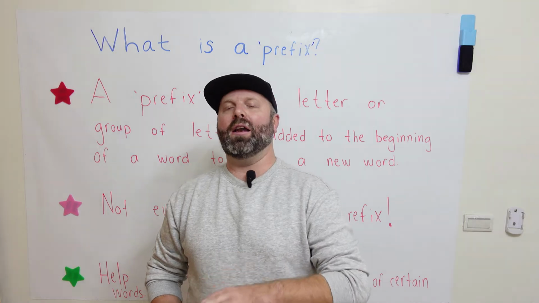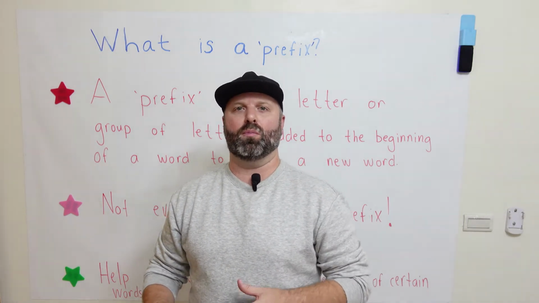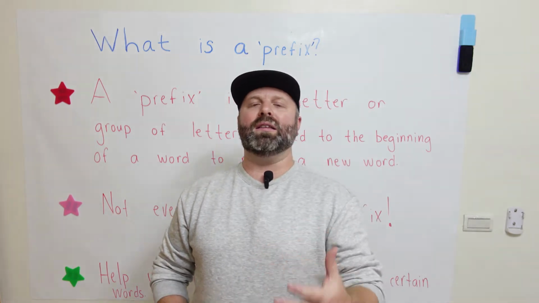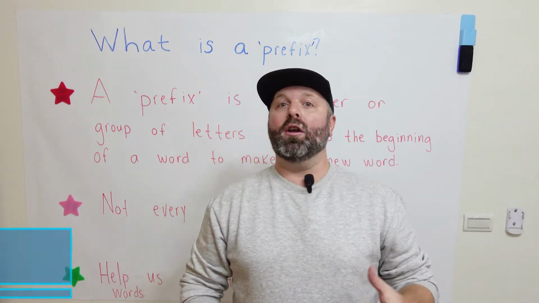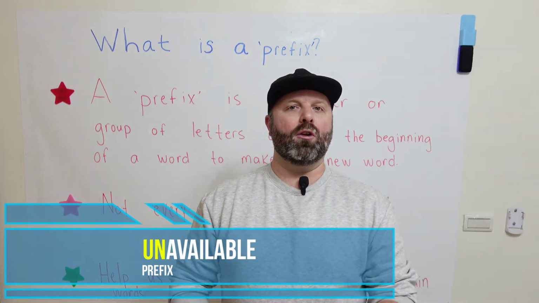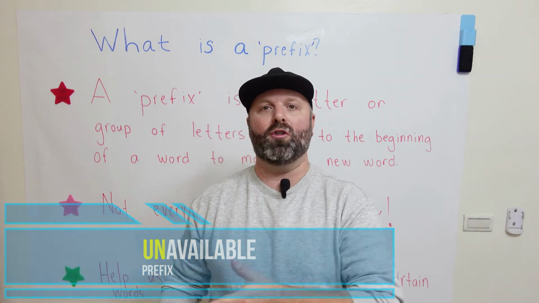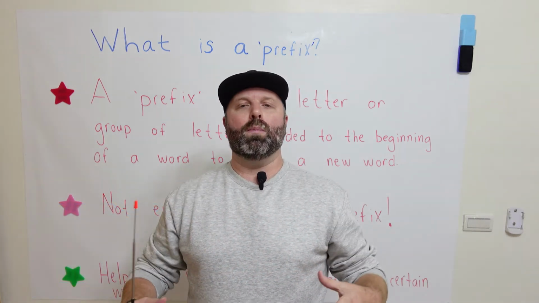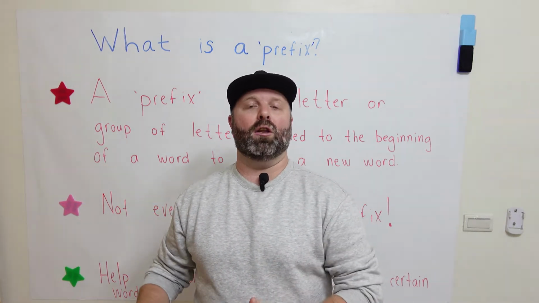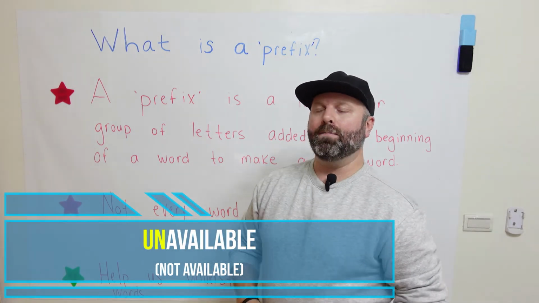Don't worry, later in class, I'm gonna go over several examples of different prefixes, but an example might be unavailable. Now, in this example here, un would be the prefix and available would be the word that it goes before. When we put this together, unavailable simply means not available, okay?